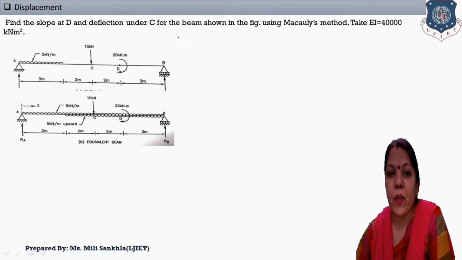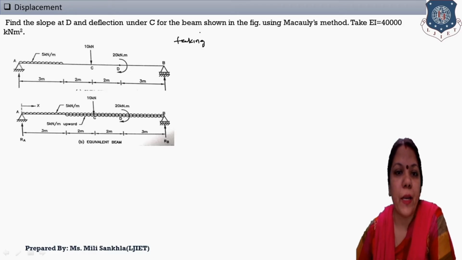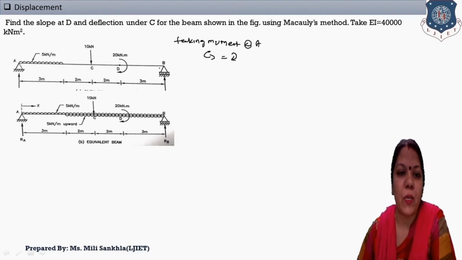So take the reference point A, taking moment about A. Compare the anti-clockwise moment with the clockwise moment. The support reaction RB rotates with respect to point A in the anti-clockwise direction. RB and up to A, the distance is equal to 3 plus 2 plus 3 plus 2, that means 10 meter. So RB into 10, and all the given loads and the moment rotate in the clockwise direction with respect to point A.